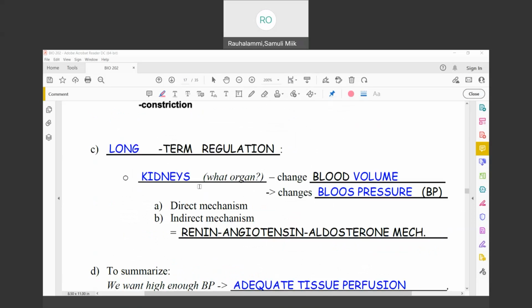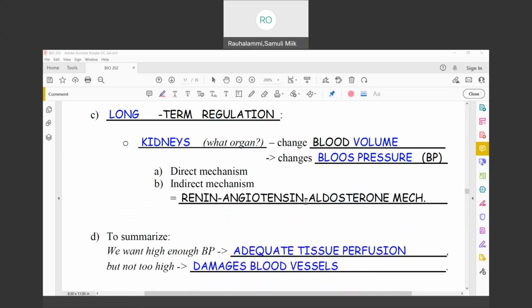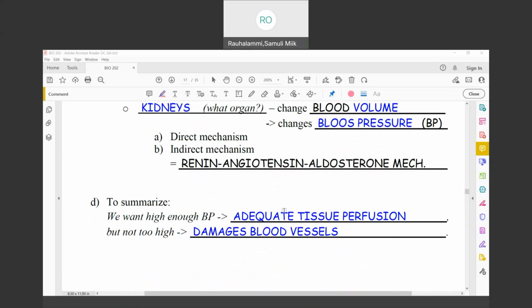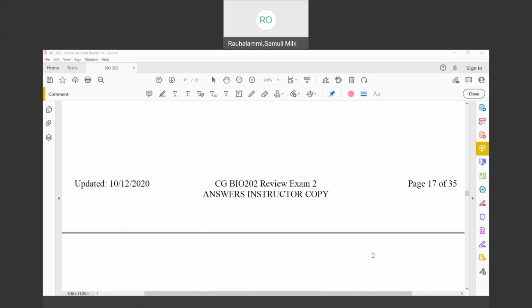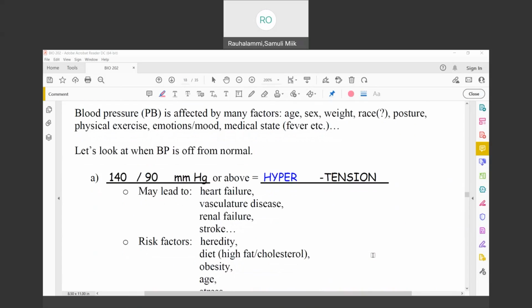Long-term regulation, remember, that was through the kidneys, so renal responses by changing the blood volume, which would then change the blood pressure. An indirect mechanism through the renin, angiotensin, aldosterone mechanism. So basically, we want to have an adequate tissue perfusion without damaging the vessels. That was the big goal.